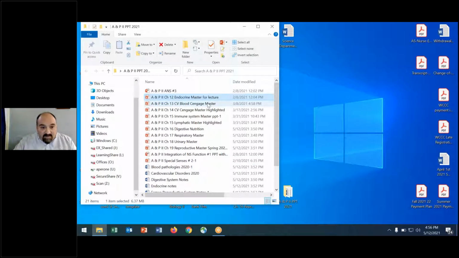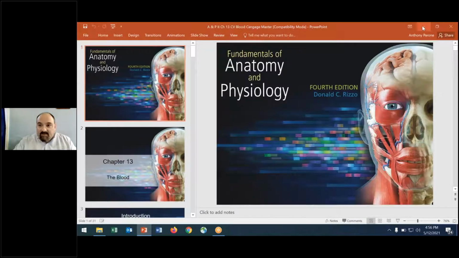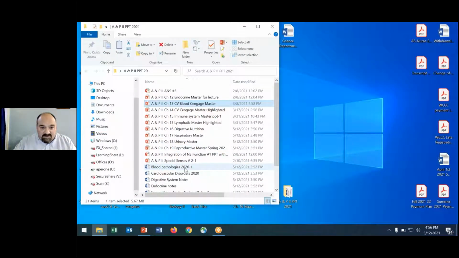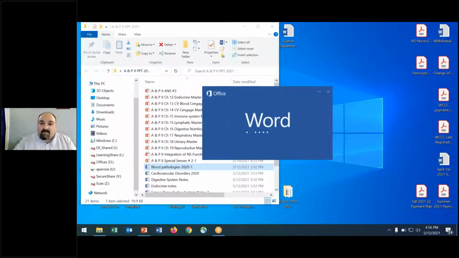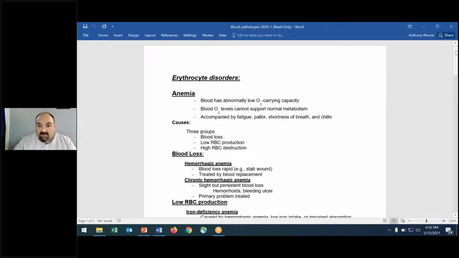So looking at the blood. And before I do that, let's go here to this Word document. As far as you're seeing here, as far as the blood disorders and such.